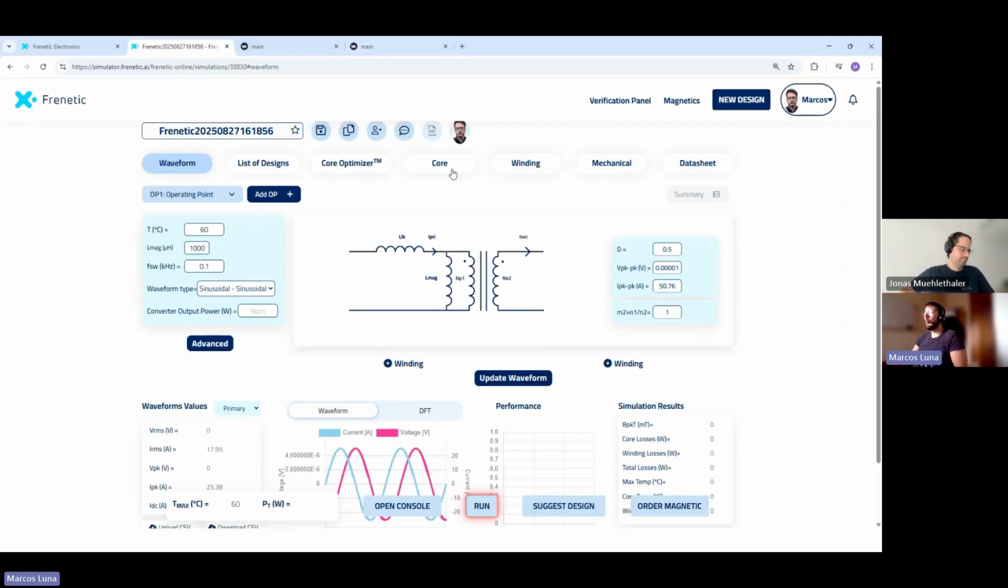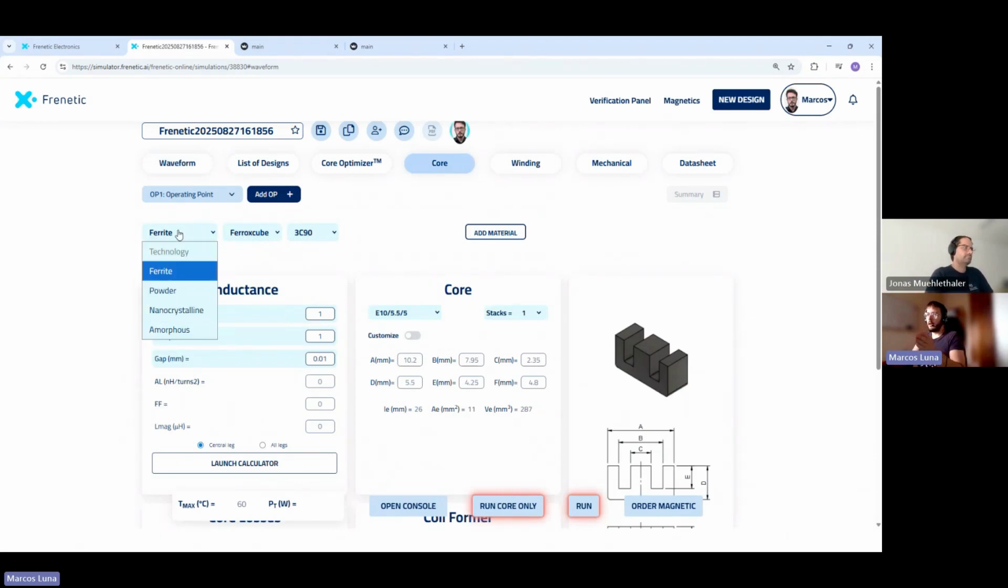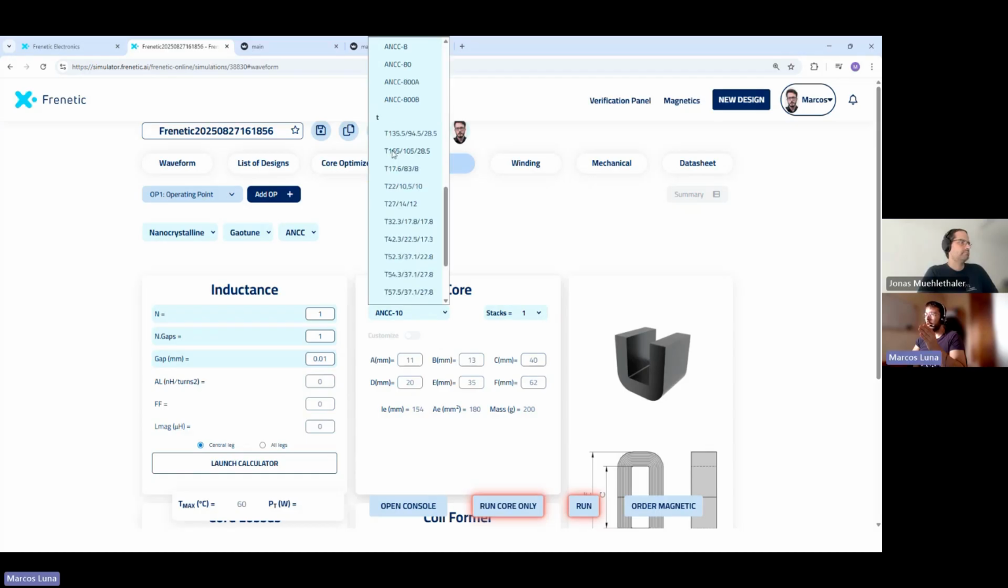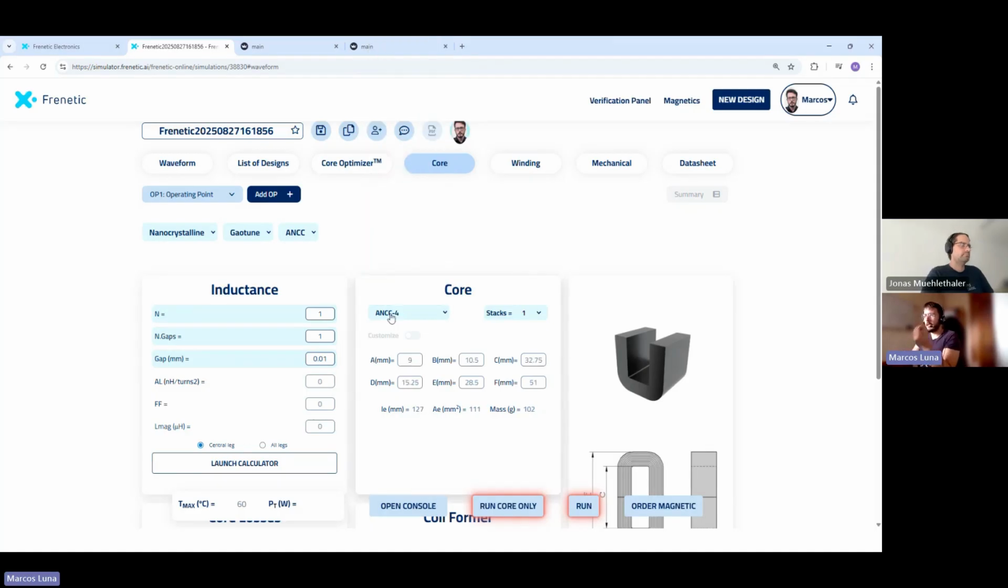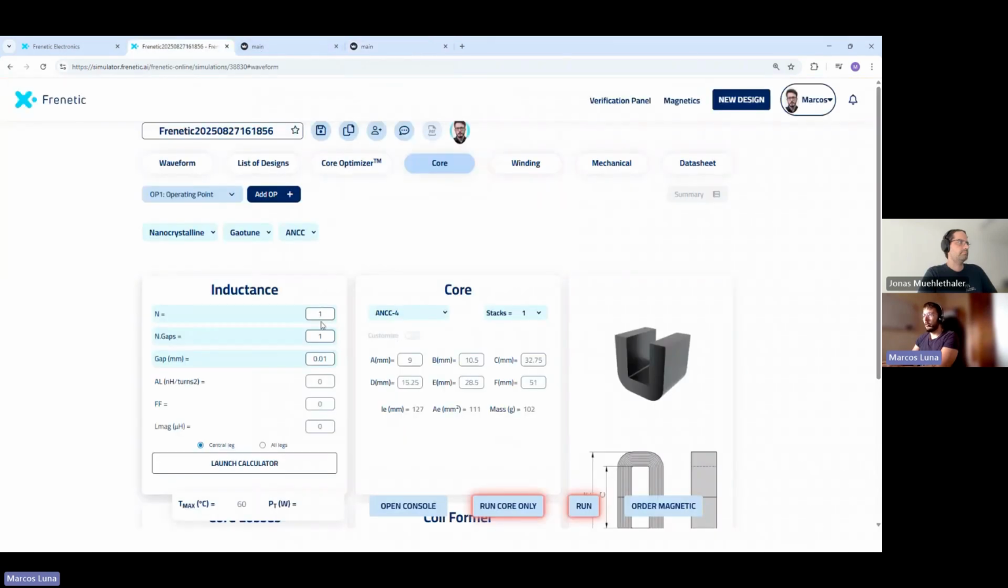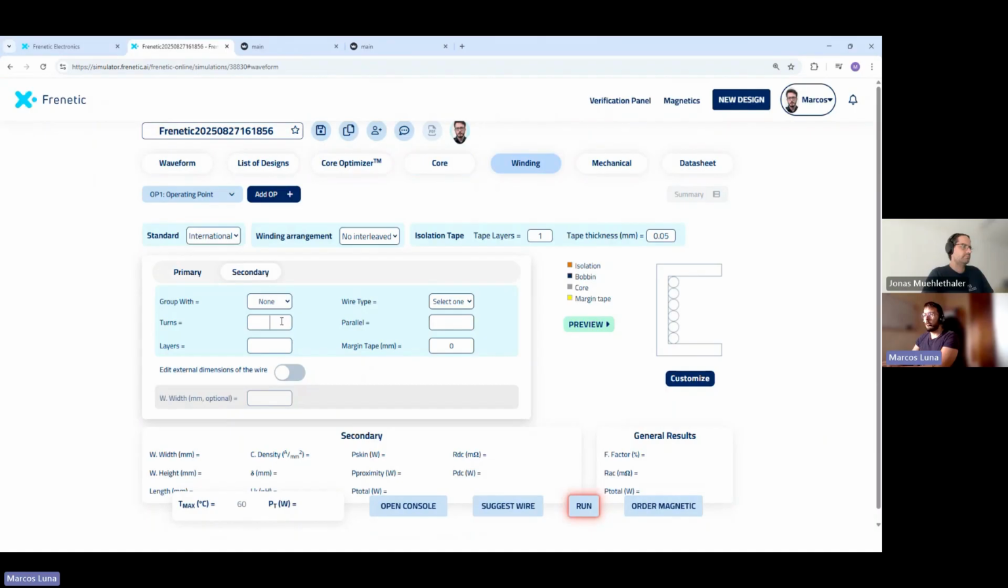Okay. Well, before that, and this is something that we are currently fixing. Okay. Well, here in Frenetic, you have the nanocrystalline material, and here the typical case is to choose a toroid, okay? But before that, there is a bug in the winding, so you need to do a quick trick, which is basically to take an EE core shape from any, it doesn't matter the shape, okay? And here you can write the number of turns of one of the solutions. Let's take, for example, this one, which is 10 turns. We can go here, 10 turns, go to the winding, put 10 turns in the primary and in the secondary side and click on suggest wire, okay?